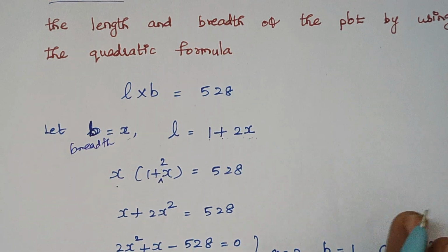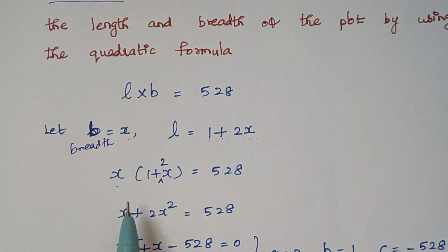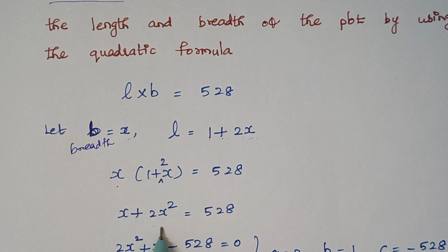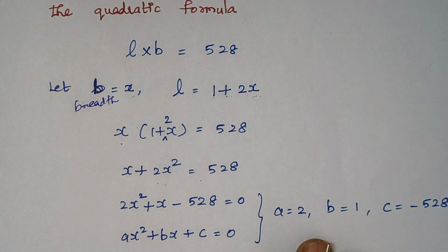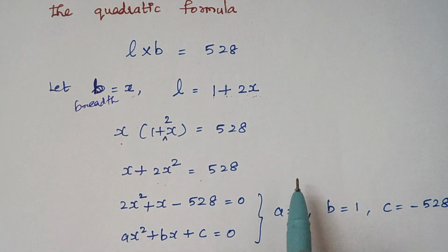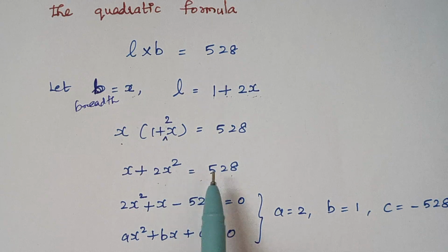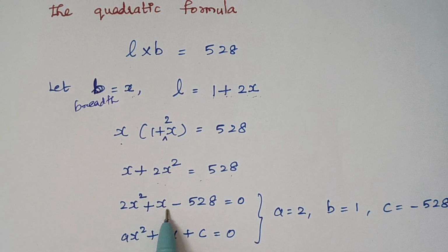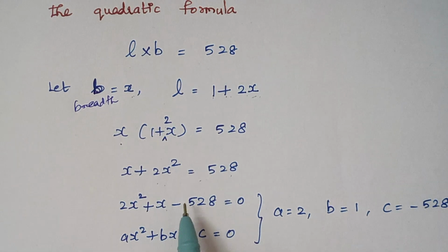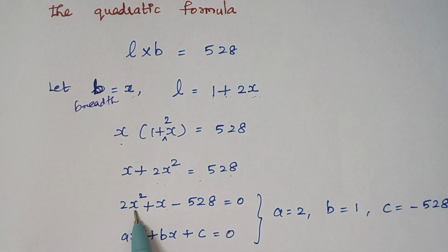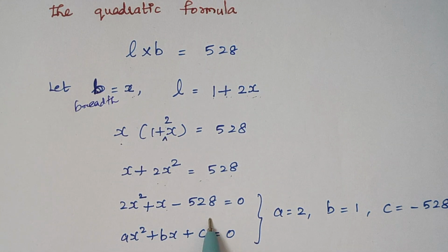Now, we are going to multiply. So, x into 1, x, plus x into 2x, 2x square is equal to 528. Now, we are going to rearrange this equation. When you rearrange, I am bringing this number to the left hand side. Therefore, 2x square plus x minus 528 equal to 0. I am rearranging in the form of a perfect quadratic equation. You see, first we have an x square term, then x, and then a constant.